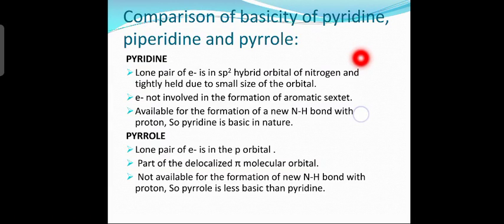Now, what happens in the case of piperidine? Piperidine has got a lone pair of electrons, still more available because it is sp3 hybrid. sp3 hybrid orbitals are present in piperidine. So the lone pair of electrons are still more available. Hence, piperidine is more basic than pyridine.